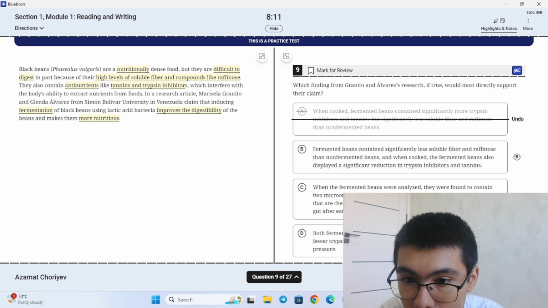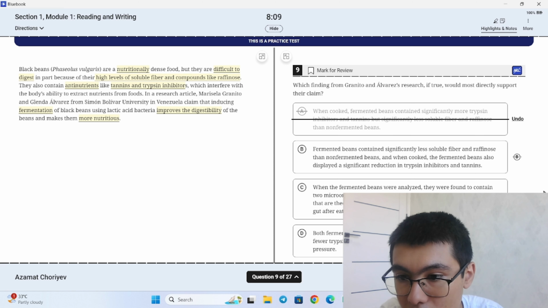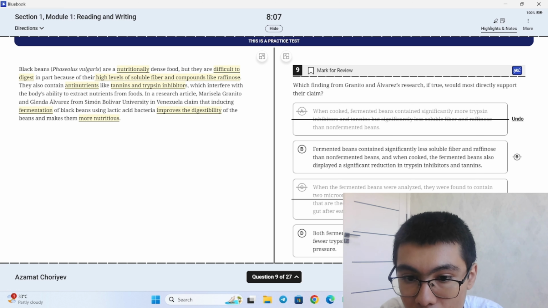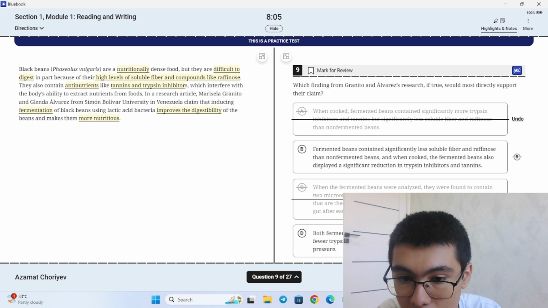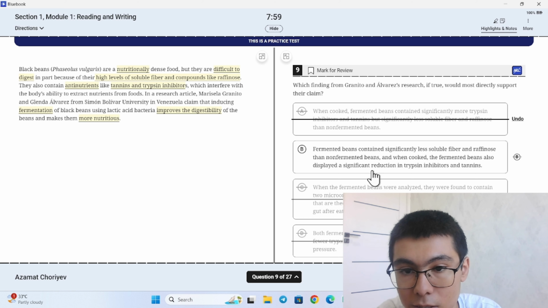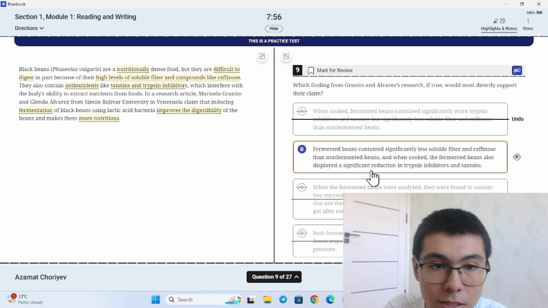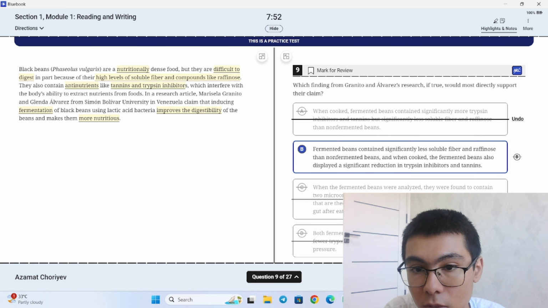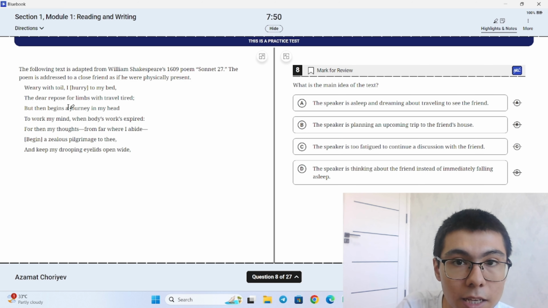On to, huh? There's nothing about nitrogen in the text, so C is wrong. D, no, both of these did not contain fewer trypsin inhibitors. Non-fermented had higher levels of these. So B is correct.